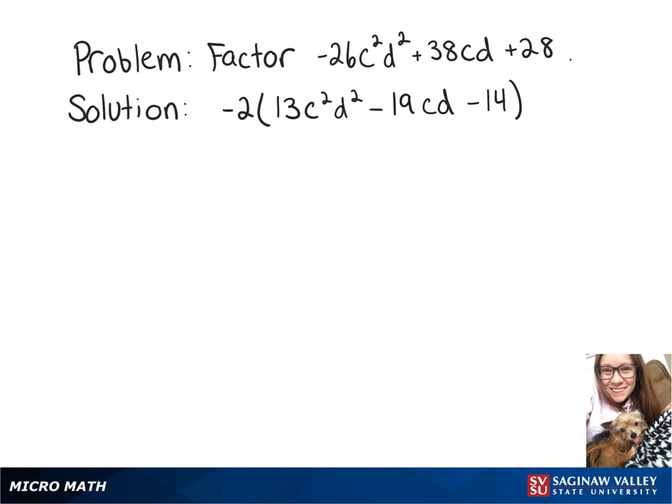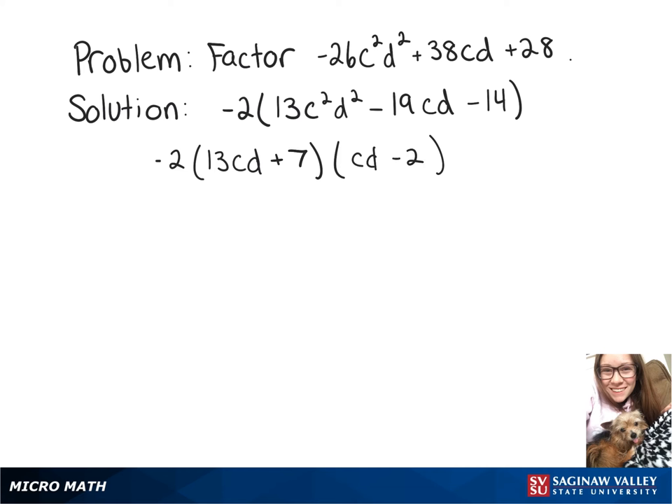And now to factor that part in parentheses, we're first going to factor our 13c squared d squared. So that can split up into 13cd times cd. And now we need to factor our negative 14. So let's try plus 7 and minus 2.